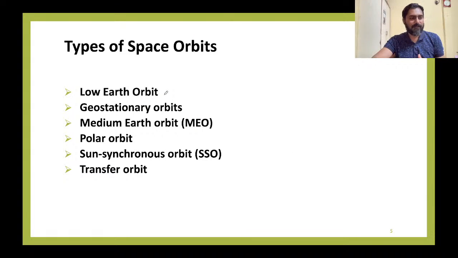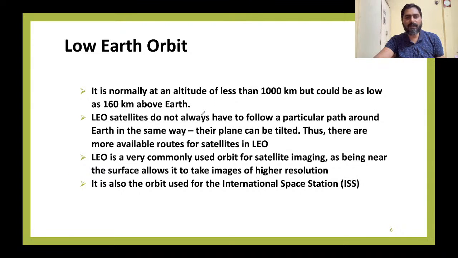Now we need to understand the different types of orbits. In the start of the class we had said that there are mainly 6 types of orbits. These orbits have been mentioned by the European Space Agency. So there are low Earth orbit, known as LEO. Then you have geostationary orbit, which is part of the geosynchronous orbit. Then we have the medium Earth orbit, and then polar orbit, sun synchronous orbit, and transfer orbit. Let us quickly look at these types of orbits, then we'll look at the different missions.